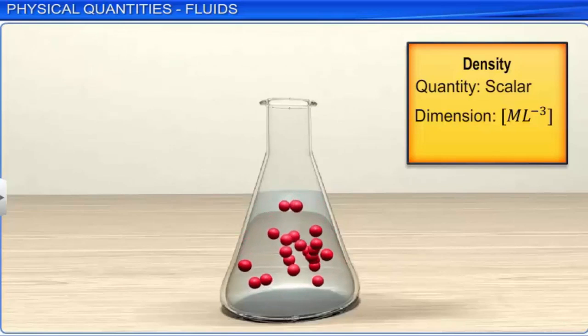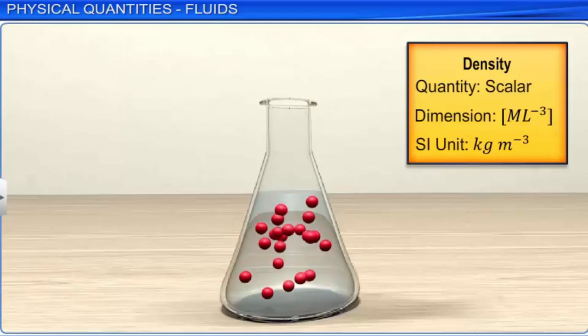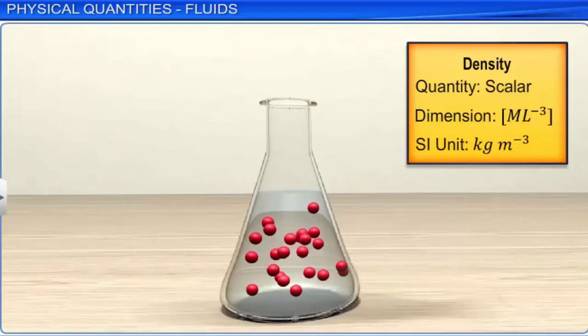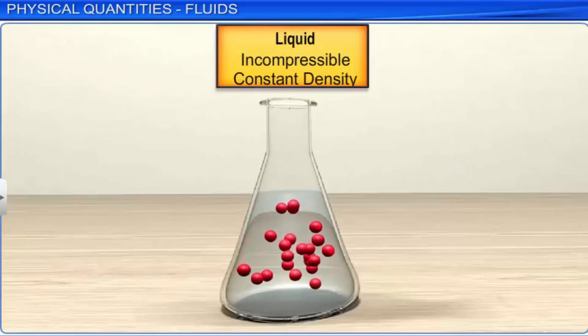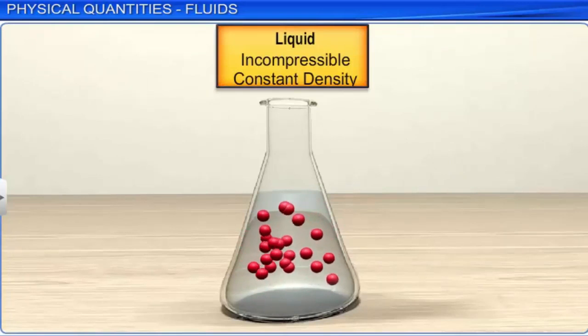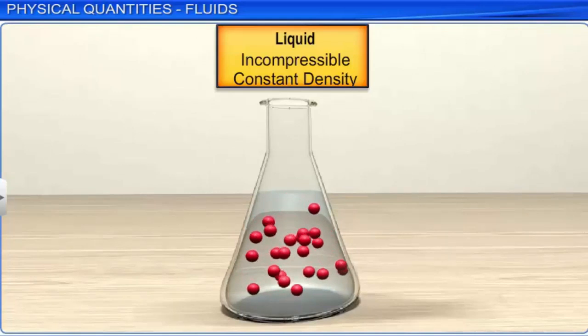The density of a liquid is almost considered constant at all pressures, as it is largely incompressible. However, gases exhibit huge variations in density at different pressures, as they are compressible.